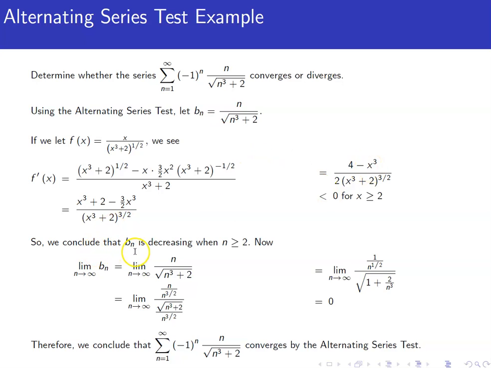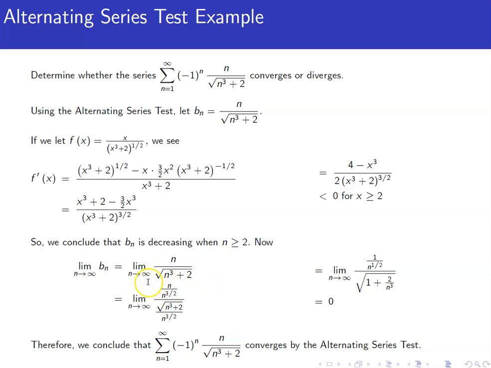Okay, so we can conclude here that our b sub n is eventually decreasing, which we needed for part of being able to use the alternating series test. The other part we need is that the limit really is 0.